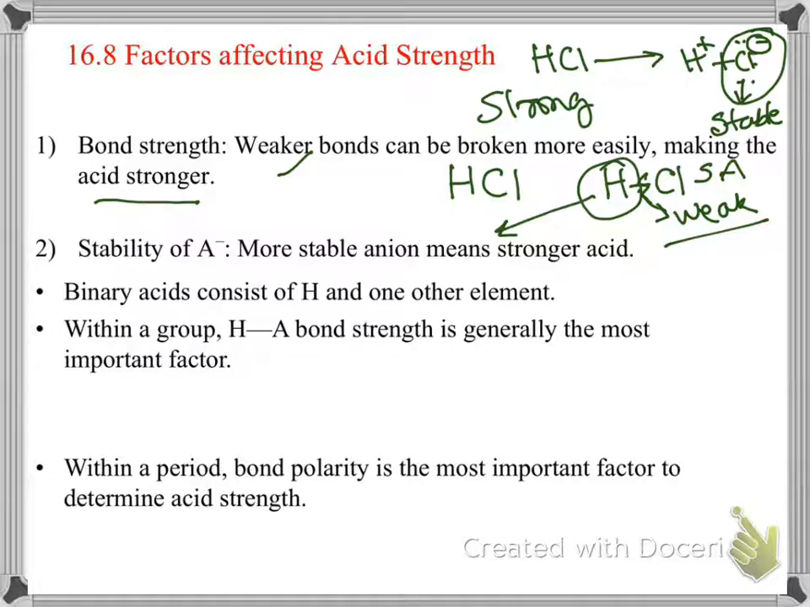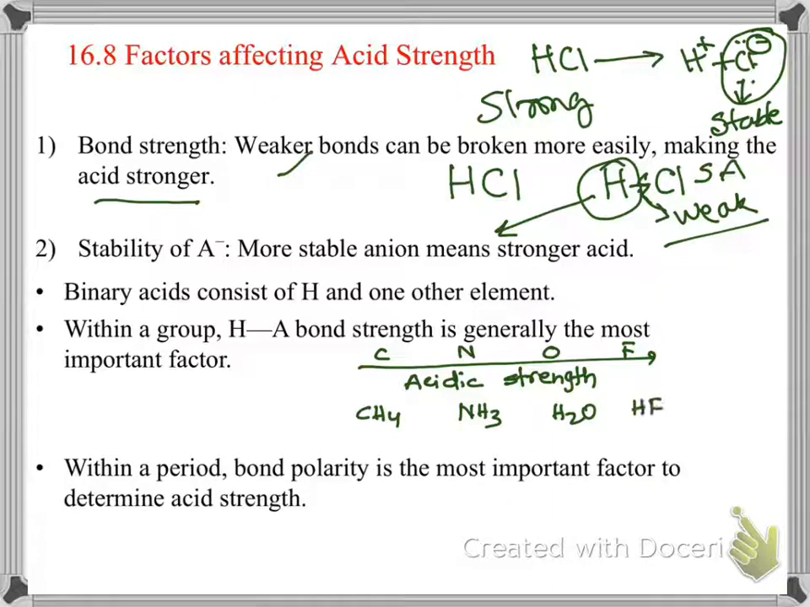Let's look first at a period. Here is carbon, nitrogen, oxygen, fluorine, and the acid strength increases from left to right. For example, let's say I'm writing like this, H2O, HF. In this, HF is most acidic. And why? What's the reason for that?